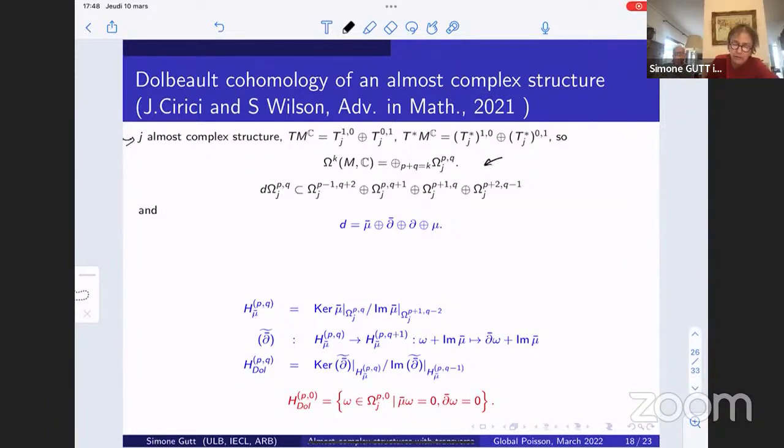And as I mentioned, the differential of a PQ form has four parts a priori: into P minus one Q plus two, P Q plus one, P plus one Q, and P plus two Q minus one part. And you write d accordingly. And now you just use the fact that d square is equal to zero. Of course, if you have d square, you shall go to P minus two Q plus four, and that projects on there, which will be mu bar square.